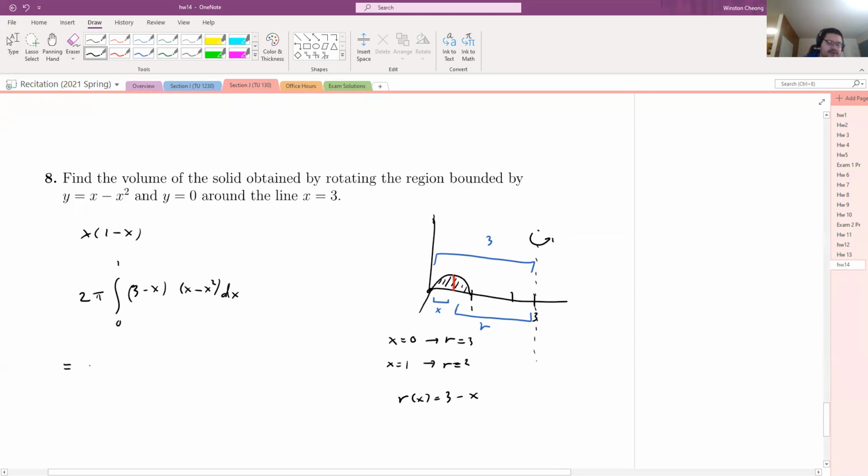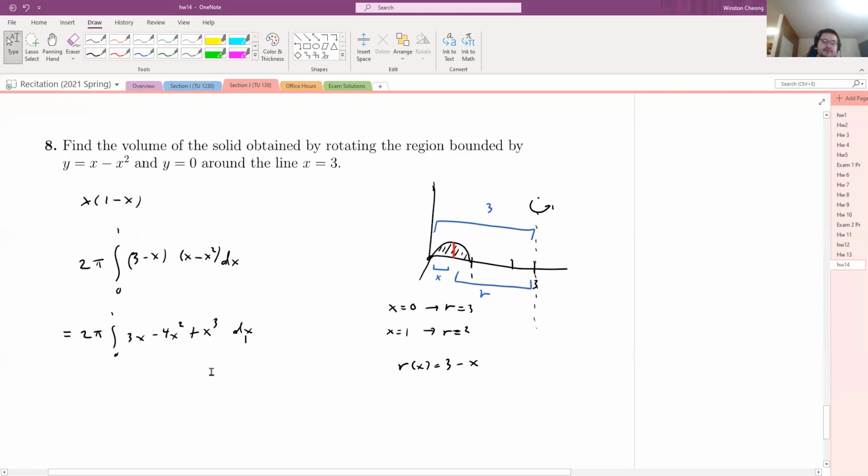Okay, so in this case, this really is not something that u-substitution applies to. What you have to do for this integral is expand the inside out. Expanding it is going to give you a polynomial. And so let's see, we get 3x minus 4x squared plus x cubed dx. I simplified the middle term.